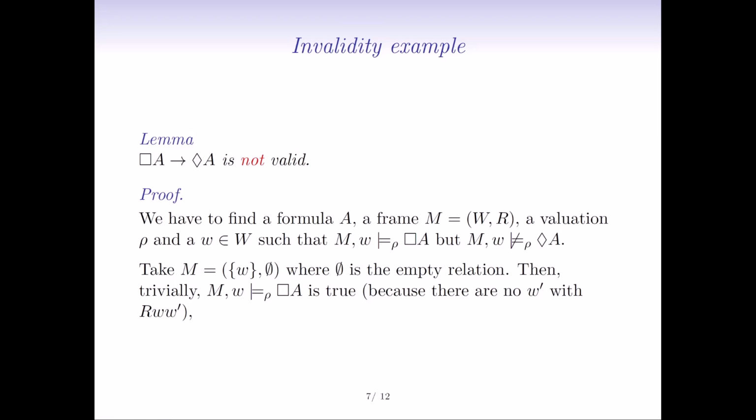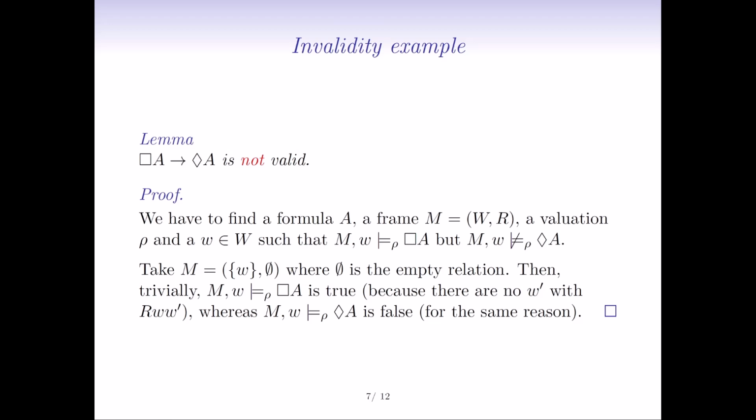So box A is true because trivially, A is true at all the worlds accessible from W, which is to say no worlds at all. However, for the same reason, the formula diamond A is false, because diamond A says that there is some world accessible from W where A is true. And that can't possibly be right because, again, there are no worlds accessible from W. So we definitely can't find one where A is true.